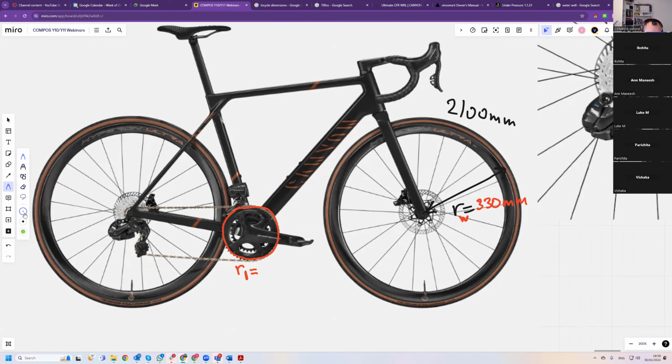And then, because of the pedals, this is R1. The pedals go around in a bigger circle. Find the radius, let's call it L. This is L. Find L.